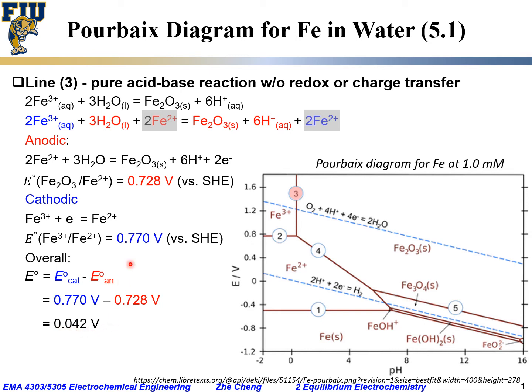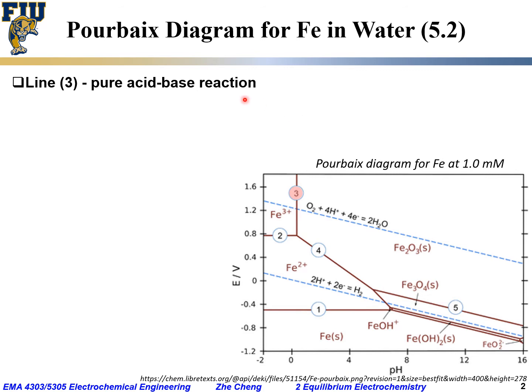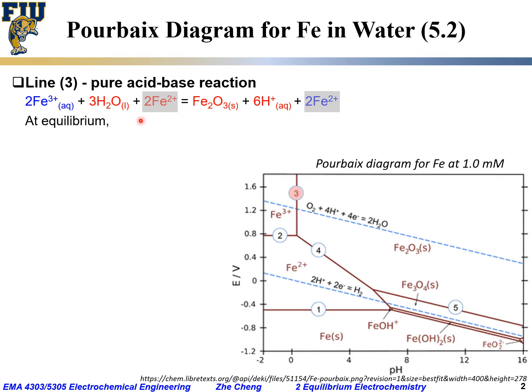0.042 volt. That gives us the standard cell potential for this electrochemical cell. Okay, still we are looking at line 3, which is a pure acid-base reaction that does not involve redox reaction. But as we said, if we write the reaction in a slightly different way, we add 2 iron 2 plus to both sides, we can separate this reaction into two parts, anodic half cell and cathodic half cell.